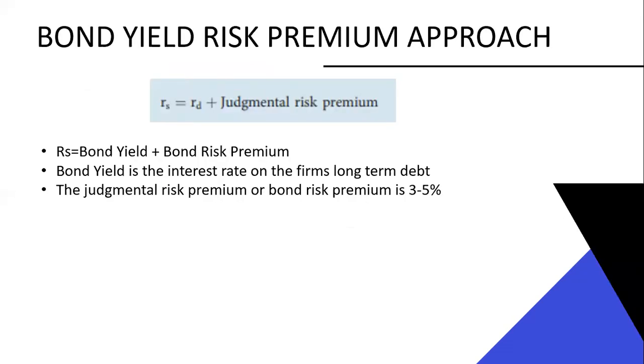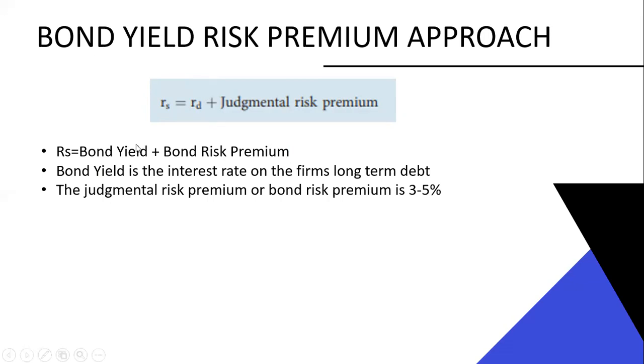Next, I'm going to talk to you about yet another method to calculate rs, the cost of common stock, and that is the bond yield plus risk premium approach. This is the formula given right over here. There are two components. If you want to calculate it, you take the bond yield and add the bond risk premium. So that's how you can calculate it.